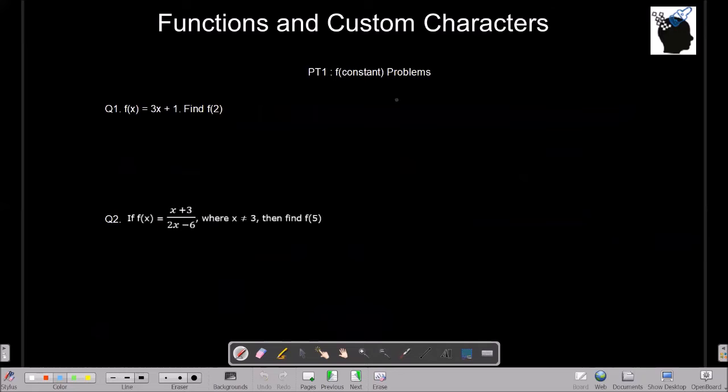So the first problem type is on f of constant problems. The question given to us is f of x is equal to 3x plus 1 and we need to find the value of f of 2.